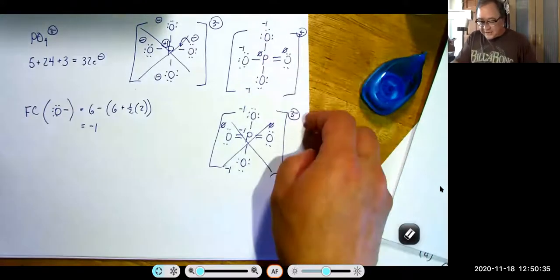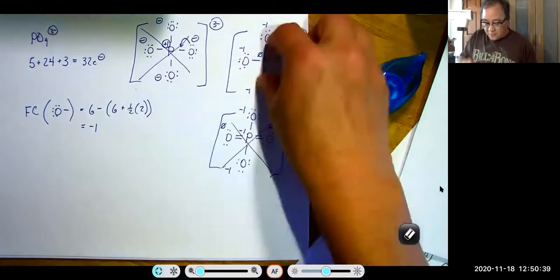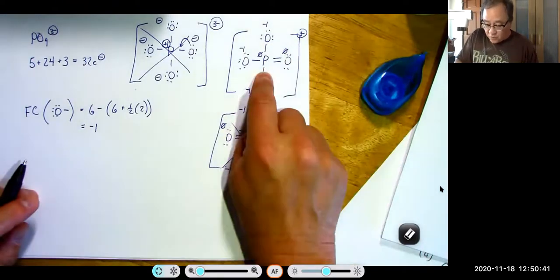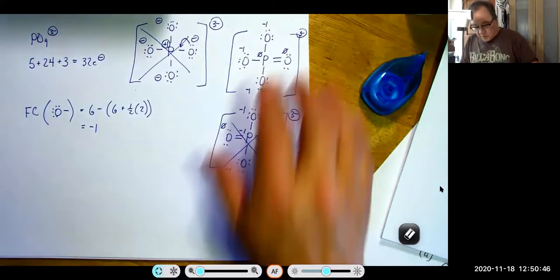This is best. How many resonance structures can we draw of this one right here? Well, we could put the double bond there, or there, or there. So there's 4 resonance structures. Let's just take a look at one of those.